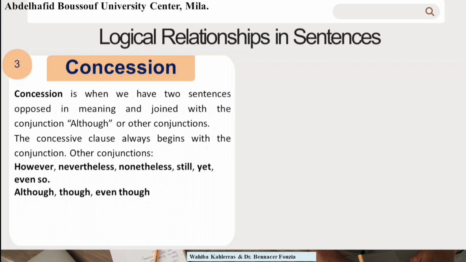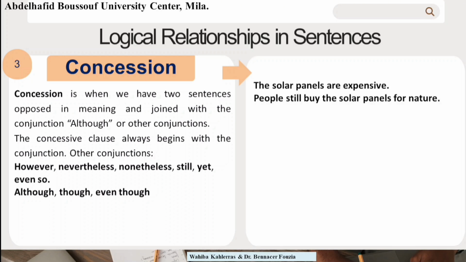We can have however, and a synonym of it is nevertheless. We can have nonetheless, still, yet, and even so. The second group that follows the same rule is although, though, and even though. These three are also synonyms. We have an example. The solar panels are expensive.